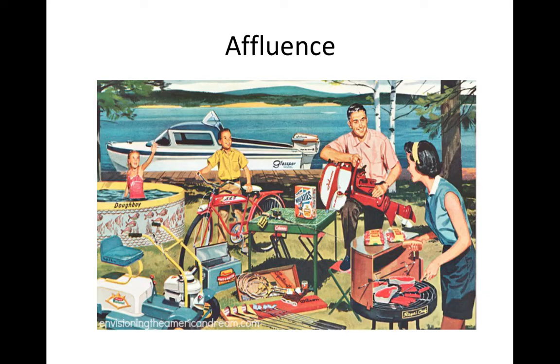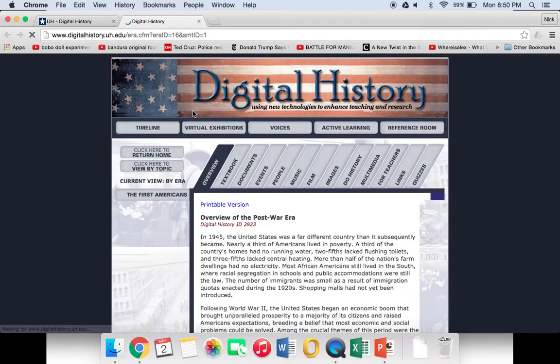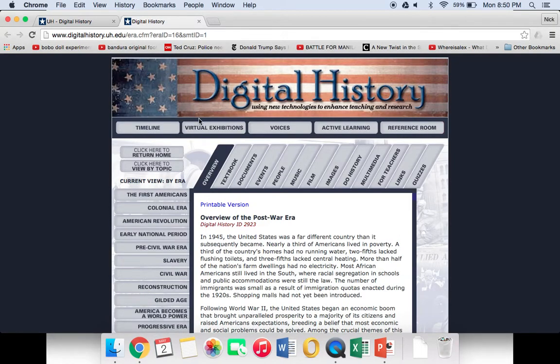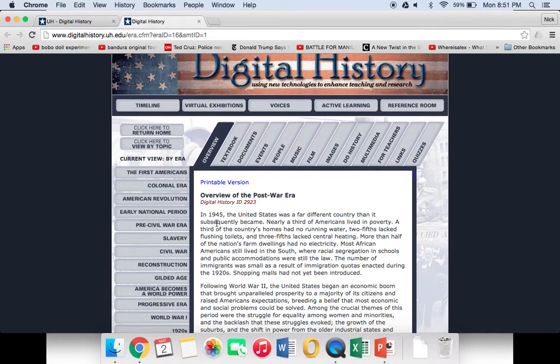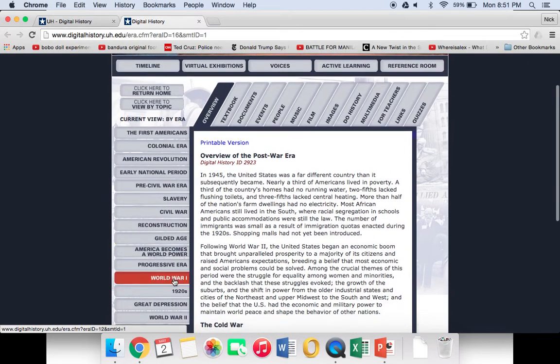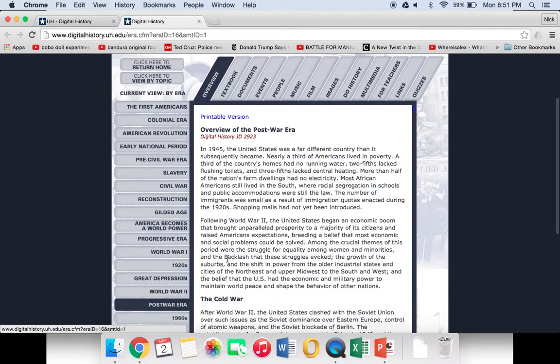Let's start with affluence. I'm going to click on this reading actually. I've used this digital history textbook before, and we'll be using it again this unit. So this is the post-war era right there. It's the overview, and I'm just going to read a little bit to you. I think it's good.